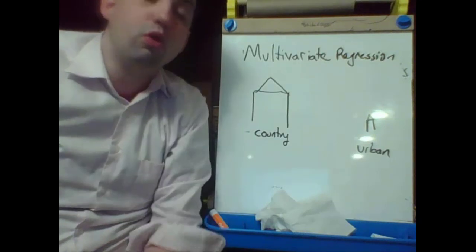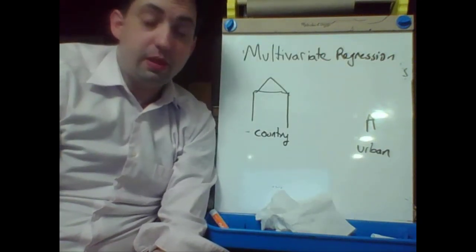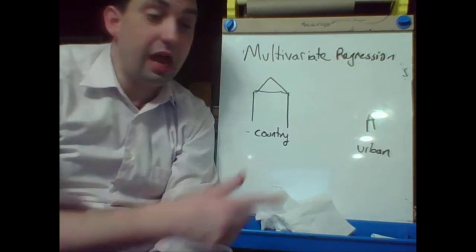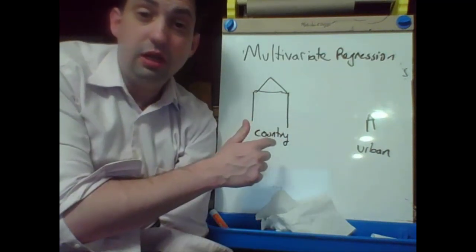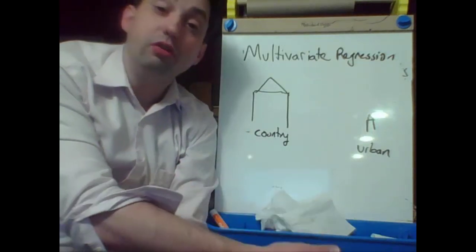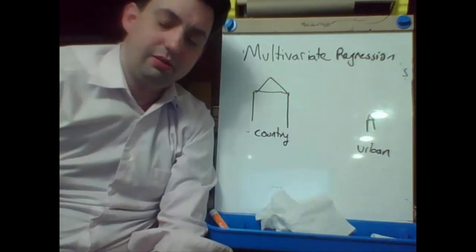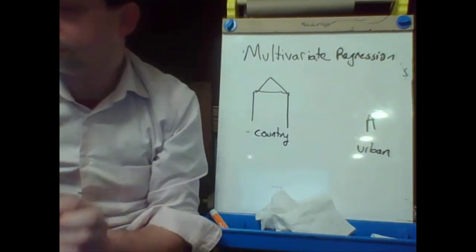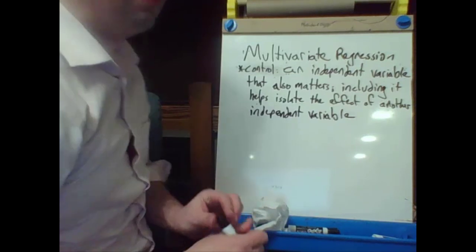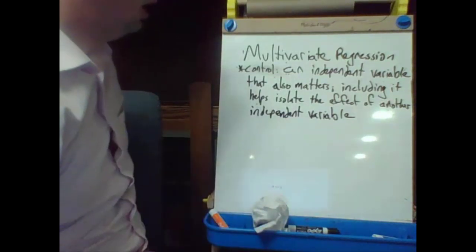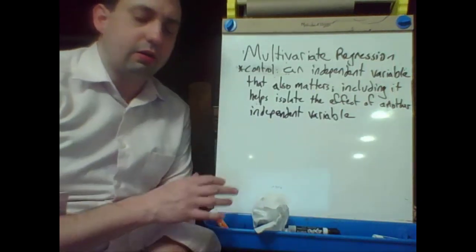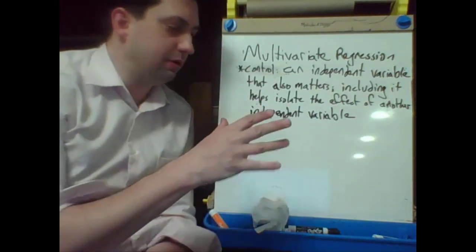And in order to do that, we're going to need a control. A control is another variable that you put in as an independent variable that also matters, and it allows the analysis to pull out its effect. A control is kind of like an independent variable that matters. And including it allows you to isolate the effects of the independent variable you might actually care about.